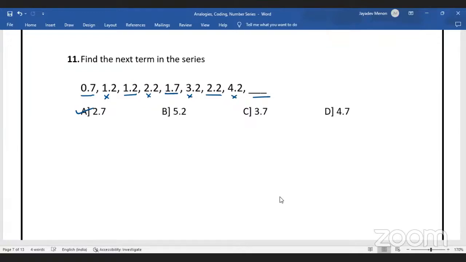If you are looking at the first series terms, 0.7 plus 0.5 is 1.2. 1.2 plus 0.5 is 1.7. 1.7 plus 0.5 is 2.2. So the next term will be 2.2 plus 0.5, which is 2.7. The answer is 2.7.